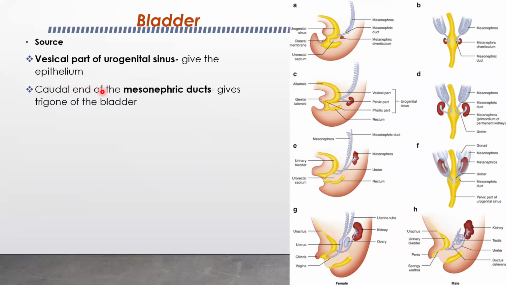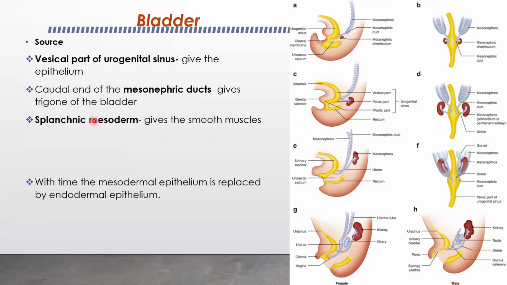Then the caudal end of the mesonephric ducts. So these are the mesonephric ducts. The caudal ends will give us the trigone of the bladder. Then we'll have the splanchnic mesoderm. The splanchnic mesoderm is the mesoderm that is surrounding the urogenital sinus and will give us the detrusor muscle. So the smooth muscles of the bladder will come from the splanchnic mesoderm.